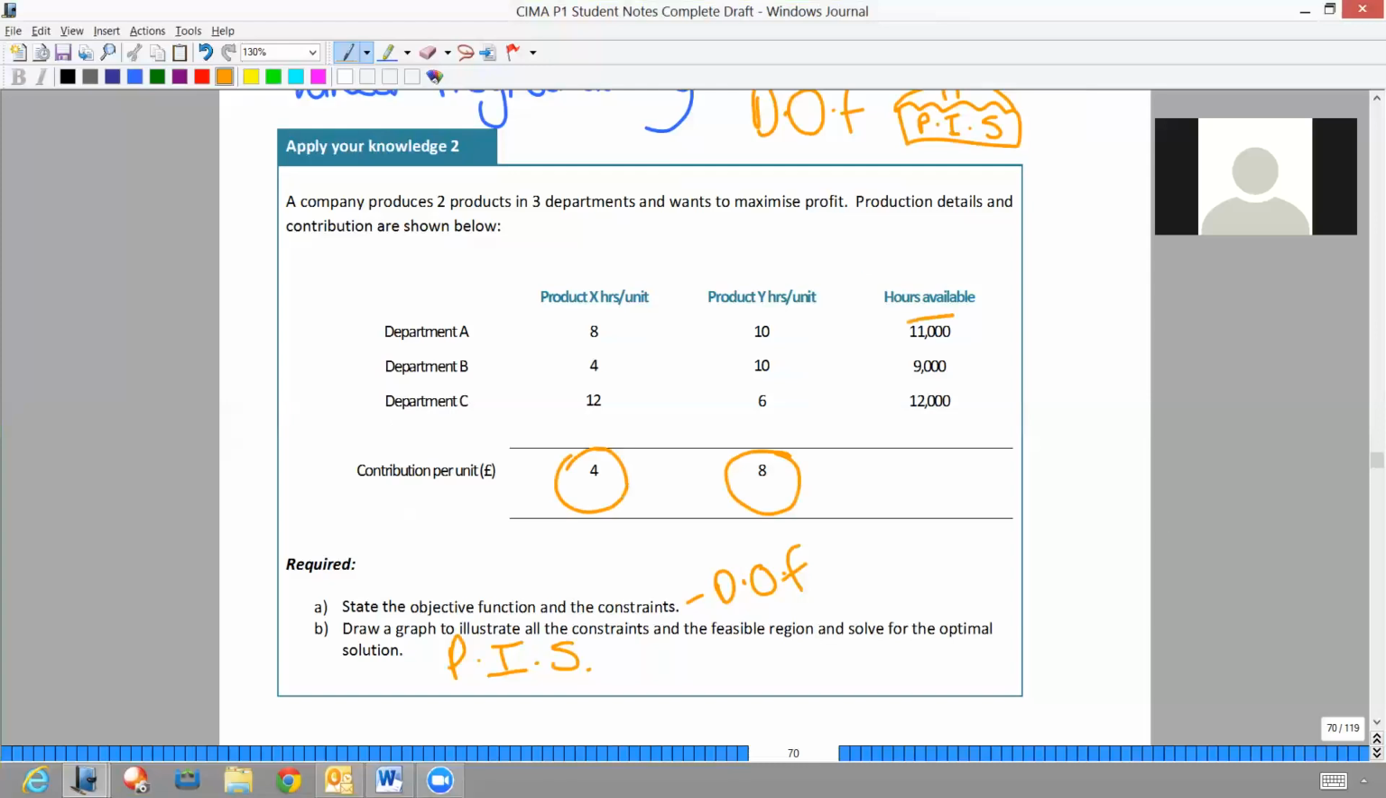So these are your constraints, okay? This is stopping you from being able to make as many as you can because there are only a certain number of hours available in each department. So we need to understand that given the constraints that we've got in terms of these hours, how many of X and Y should we produce to maximise our profit? Now, we haven't got any profit figures, but we have got contribution figures. So we're going to use this to state our objective function, and that is going to be O of DOF, okay?